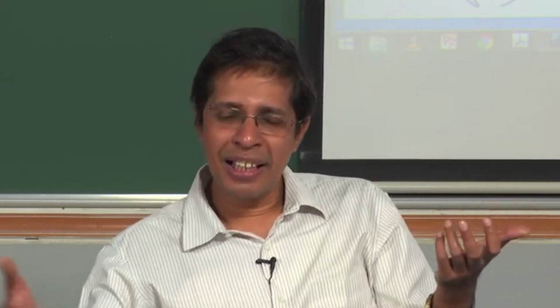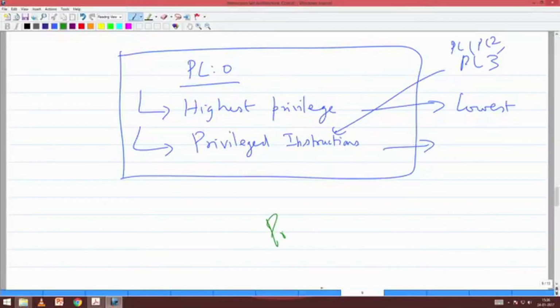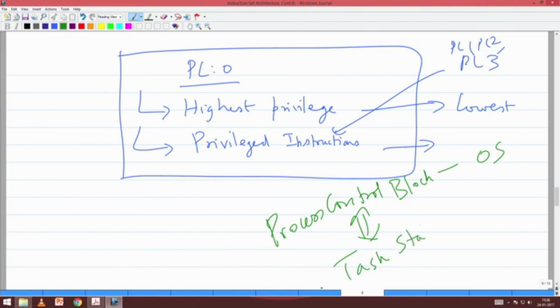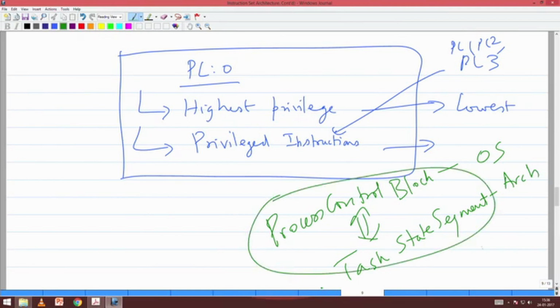In operating system we call it process control block. In architecture we call it task state segment. Process control block is the language of the operating system. This is equivalent to what we call the task state segment in architecture. Now about this you will learn in assignment number 4, how we can do this bookkeeping, etc.